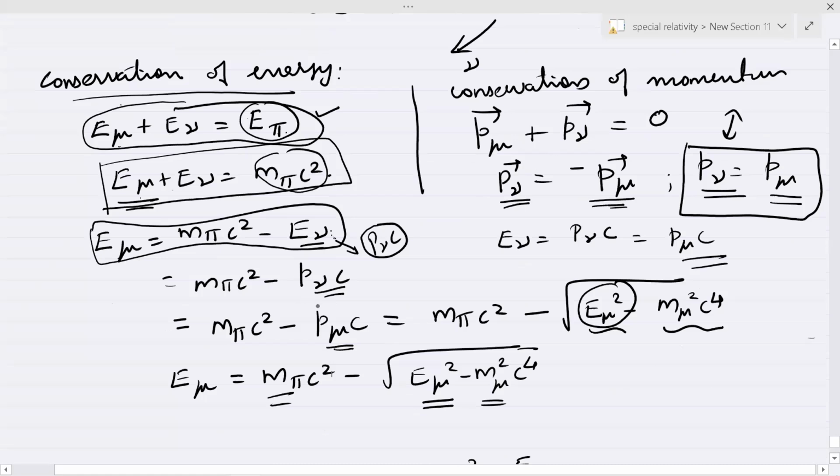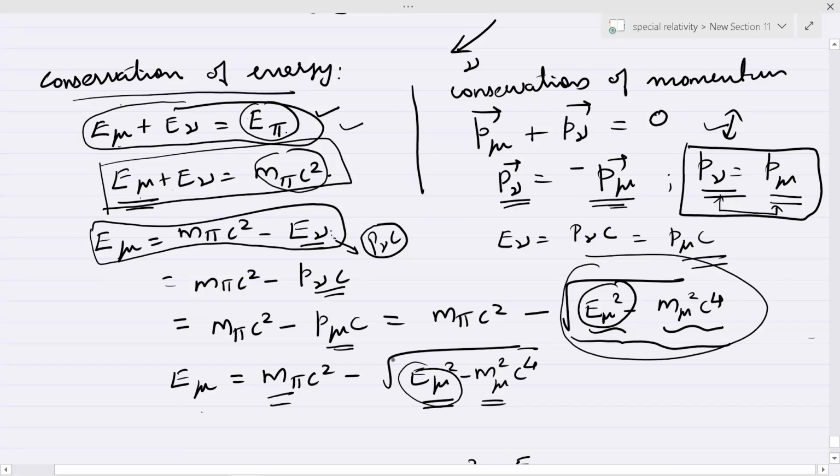And we use this very useful relation that if the energy and mass are known, we can get the momentum. Now we got the equation that we need. It's a matter of solving for E mu. So we used energy conservation, we used momentum conservation, and from there we got P nu equal to P mu, and then we used this important relation. Now we have an equation which you can solve for E mu. That part is trivial.